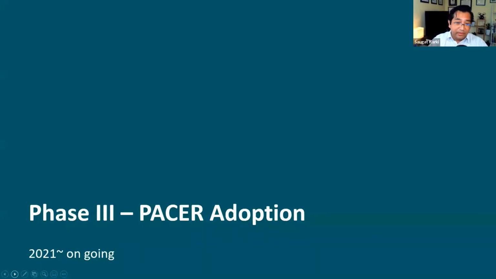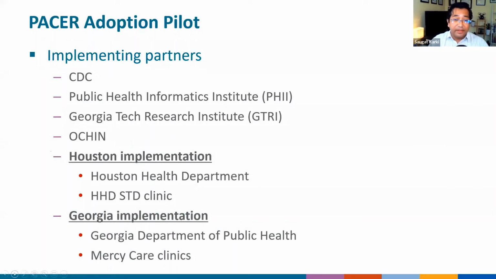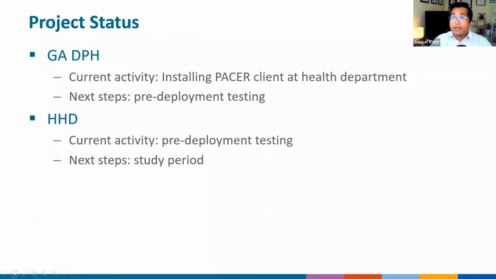So moving on to phase 3, which is the current phase, what we want to call PACER adoption. Next slide, please. So currently we have collaborated with PHII, GTRI, and OCHIN to pilot at 2 public health agencies. We partnered with Houston Health Department and Georgia Department of Public Health, and both the pilots are underway. Next, please. So at Georgia, currently, we're trying to install the PACER client, whereas in Houston, the PACER client has been installed, and we are currently performing some pre-deployment testing.